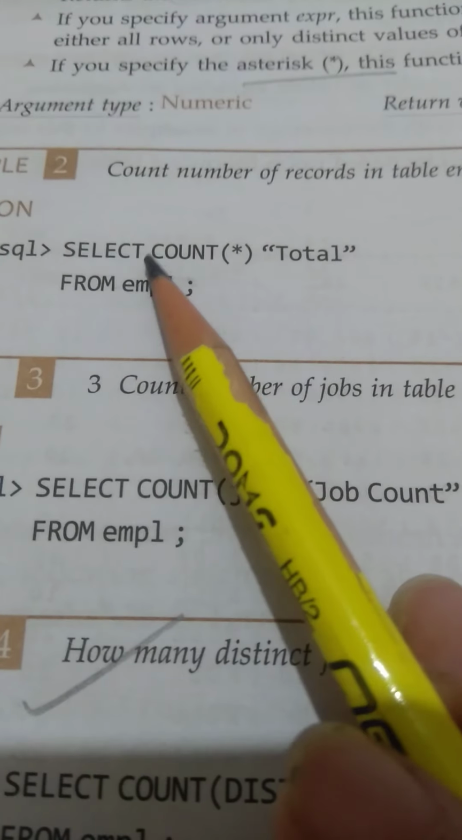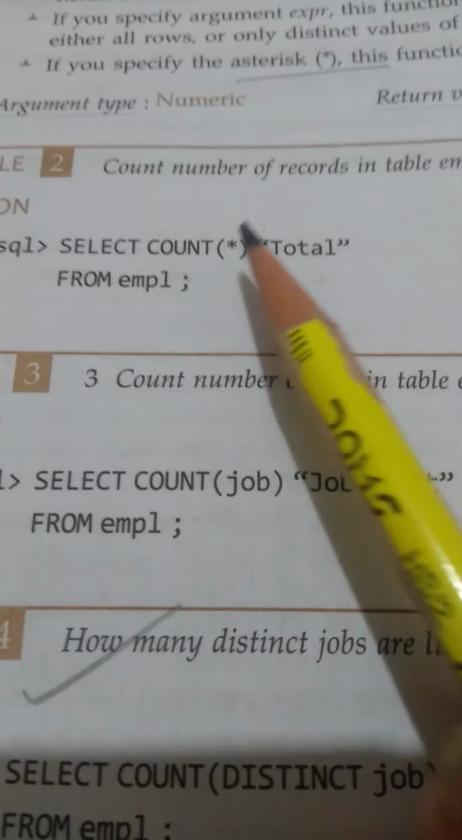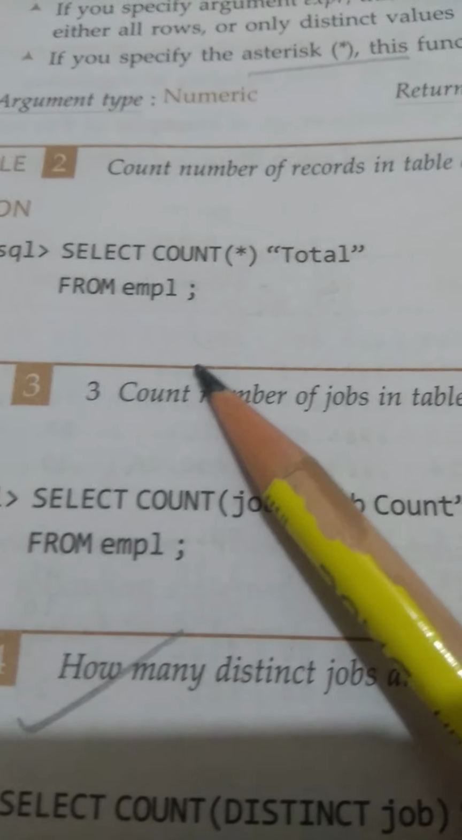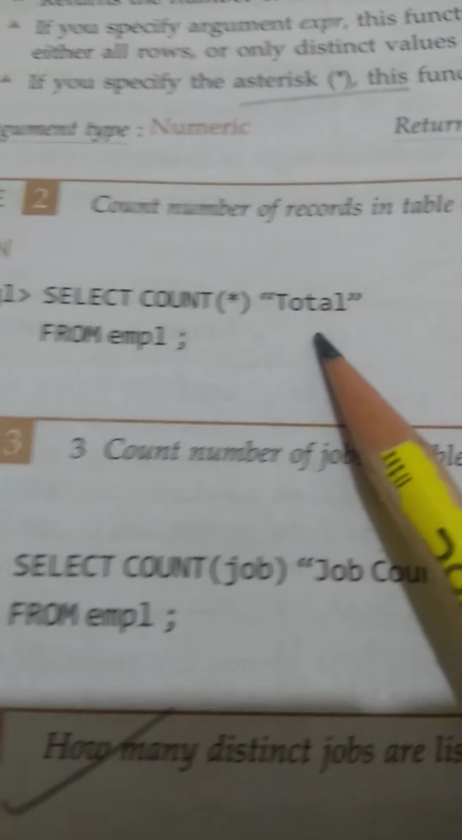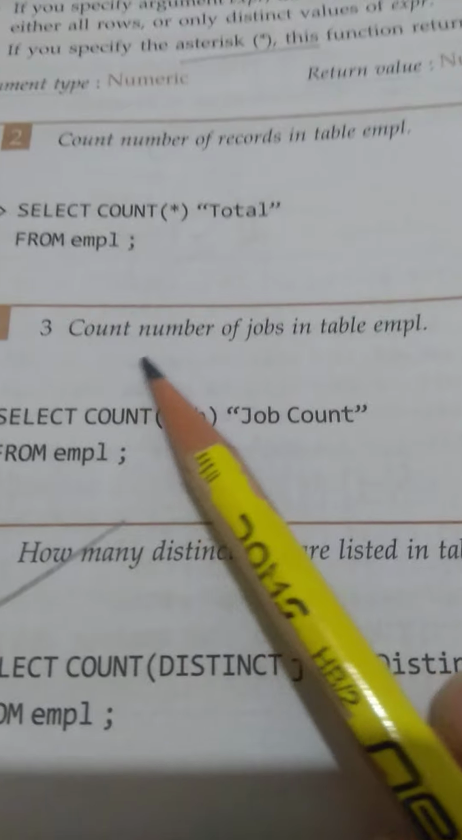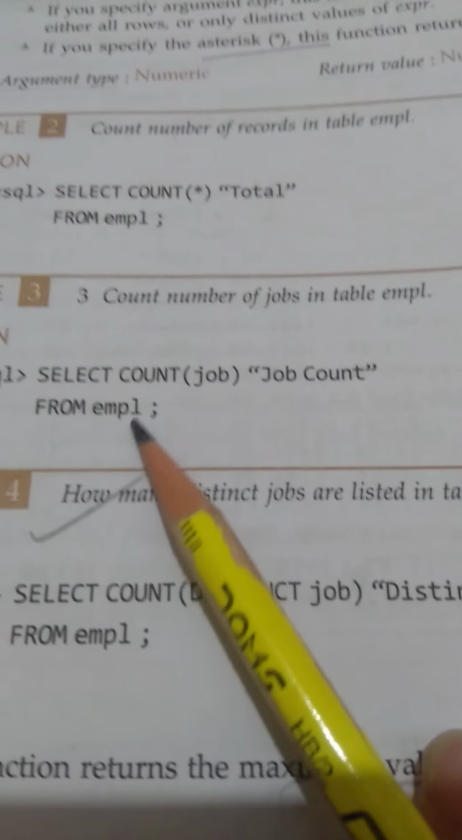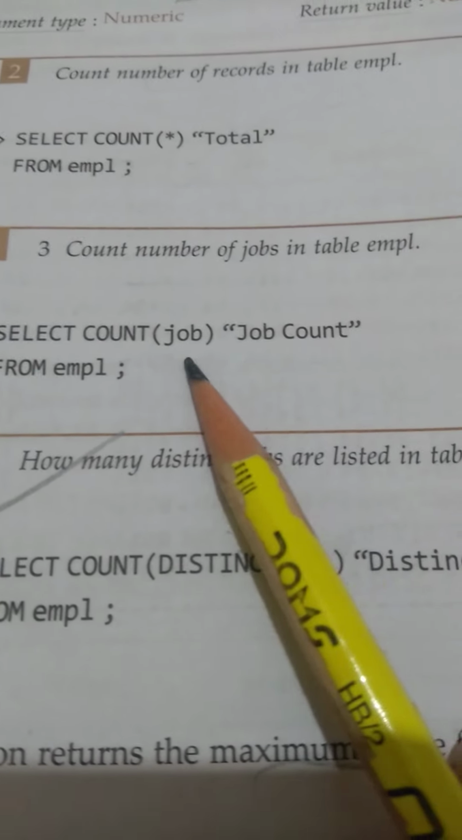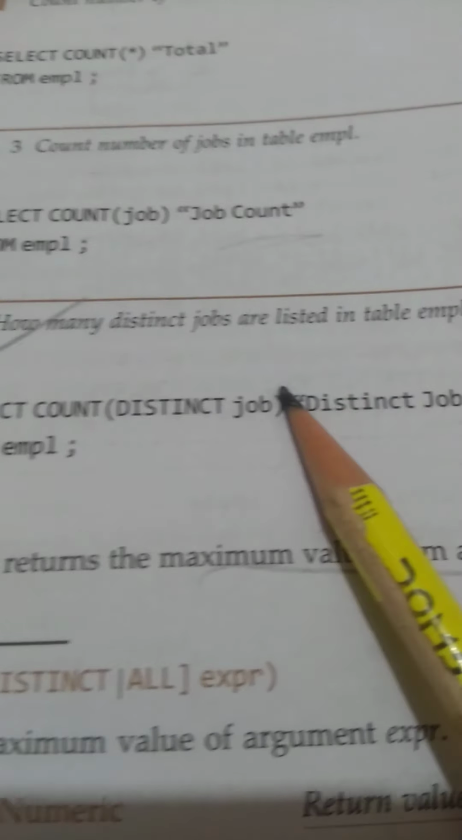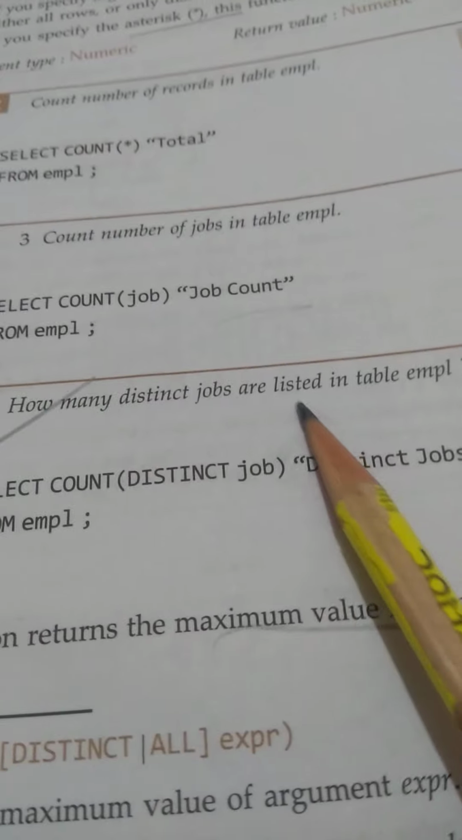So we can write select count star. Count star will count all the null values and duplicate values, and it will return the result. So if you have to count the number of records, you can do it this way also. Count the number of jobs in the table, so you can use select count job, and job count from employee, how many distinct jobs are listed.